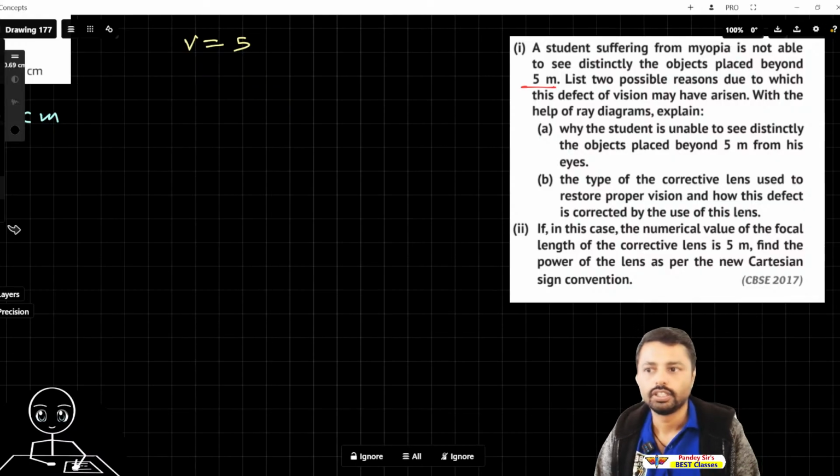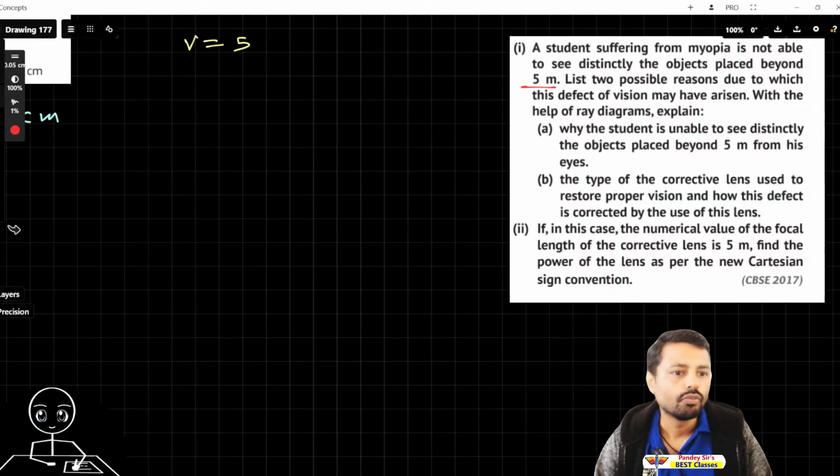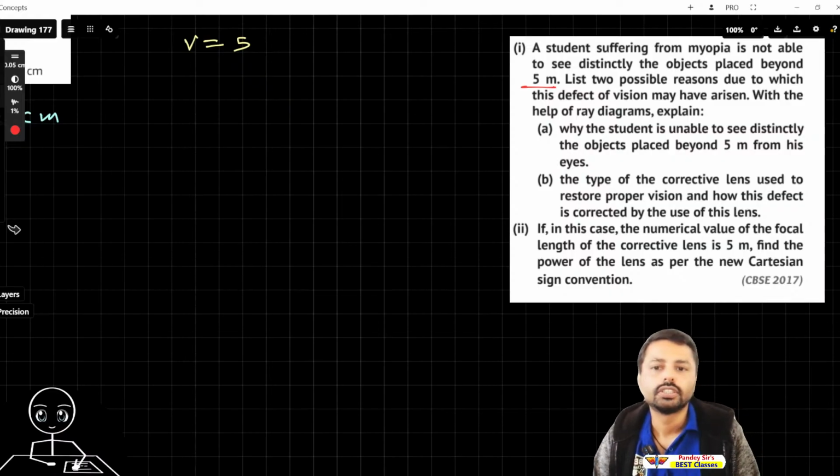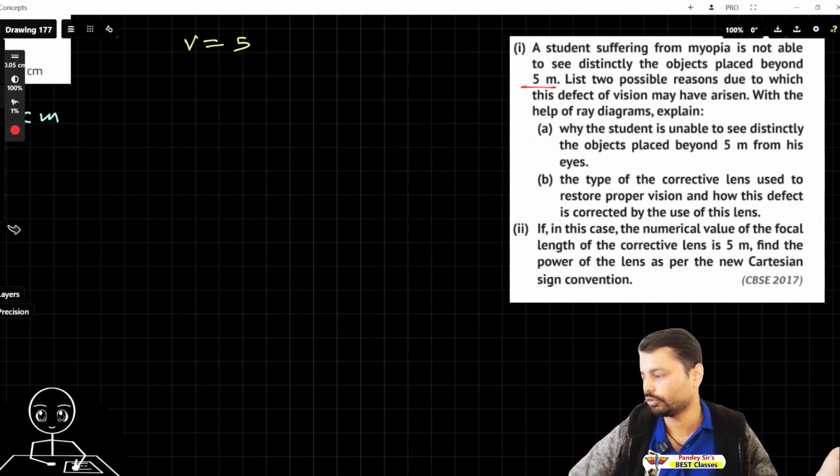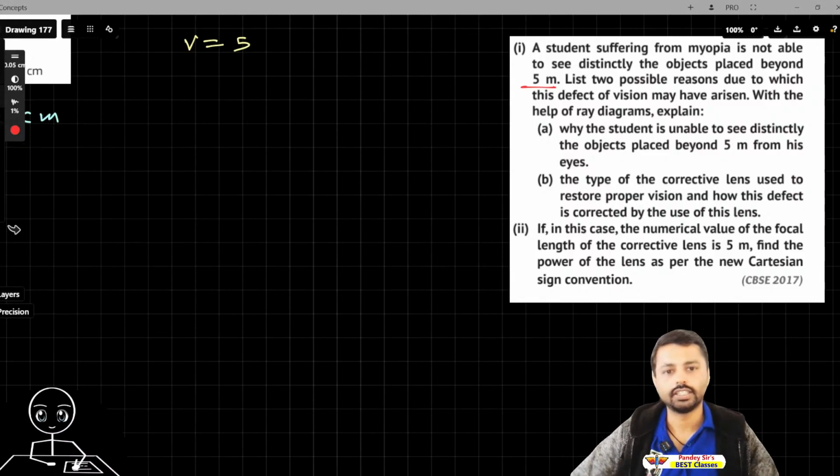Now the next part: why is the student unable to see distinctly the object placed beyond 5 meters from his eyes? Because the image will form much before the retina. The retina is here, and the image will form over here. That's the answer. I will show the whole complete answer, and then we'll calculate it. You need to draw the image also correctly.